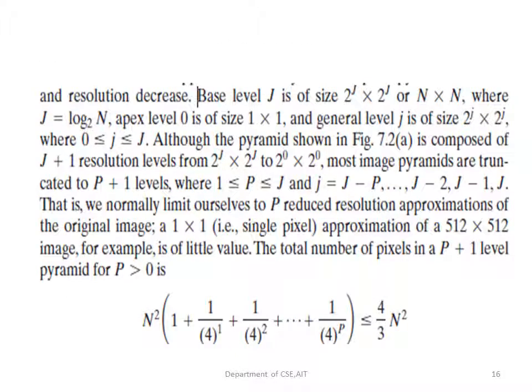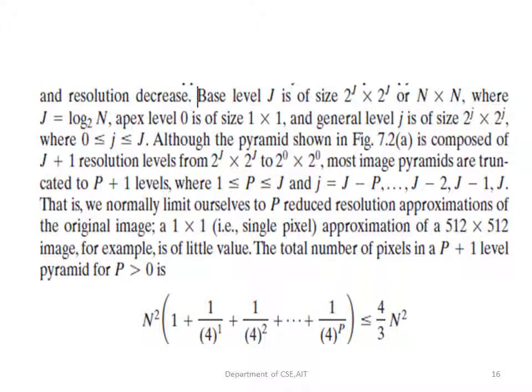The pyramid's base level is of size 2^J x 2^J, or N x N, where J is equal to log2 of N. The apex level 0, which is the tip, is of size 1 x 1, and the general level j is of size 2^j x 2^j, where j is varying from 0 to capital J.